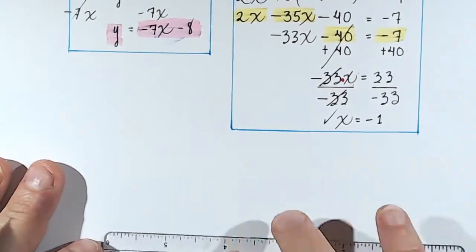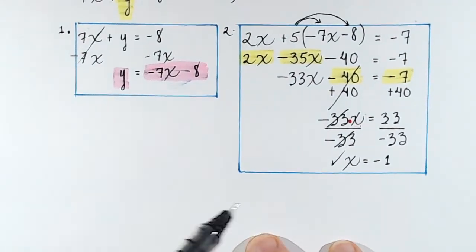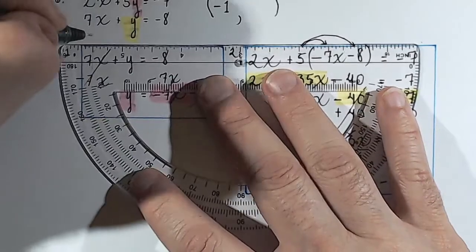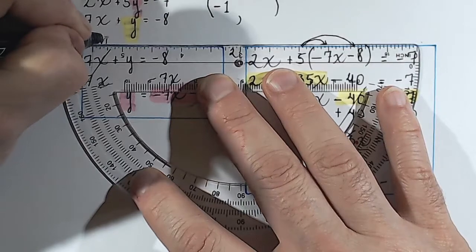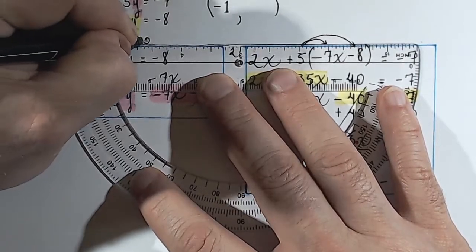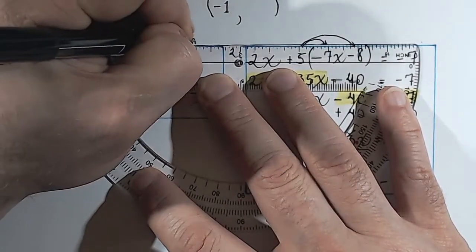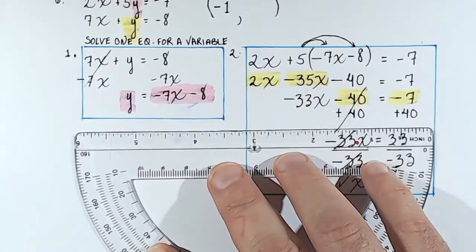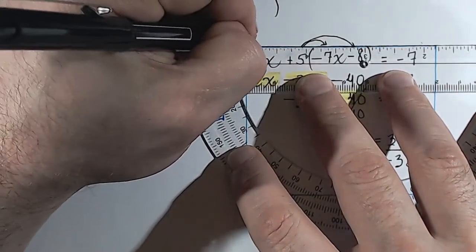And now we're going to move on to step 3. Well, what is step 3? Step 3 is to find y. So I guess I should label what the steps are, what we're doing here. So this is solve one equation. Step 1 was to solve one equation for a variable. And that's what we did. And then in the second step here, we solved for x.